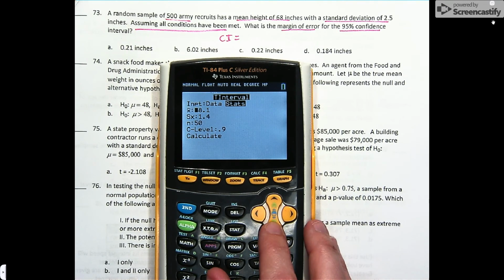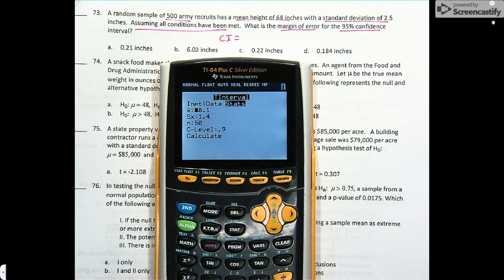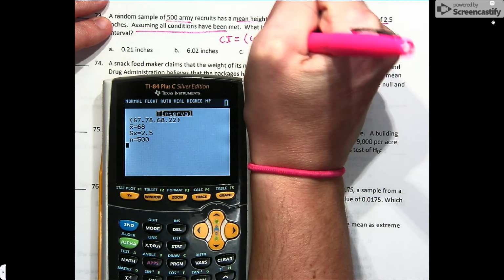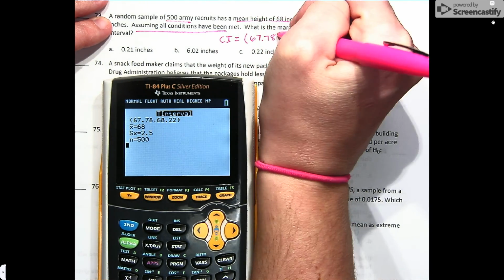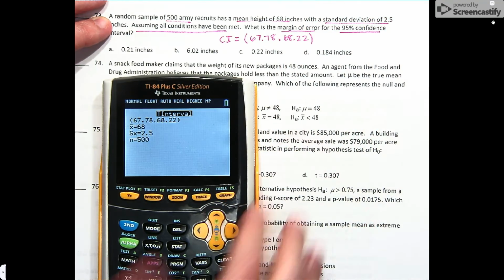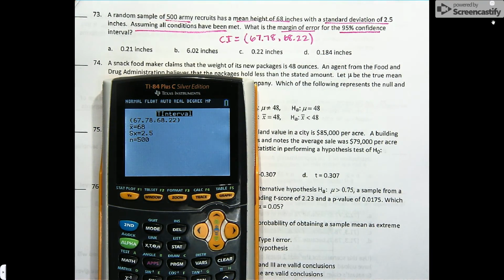We still have the stats, just like the previous problem. The mean height is 68, standard deviation of 2.5 with a sample size of 500. And we're calculating it at the 95% confidence level. So I'm going to type in 0.95 and hit calculate. So once I find that confidence interval, I get 67.78, 68.22. And then you can easily find the margin of error from there.